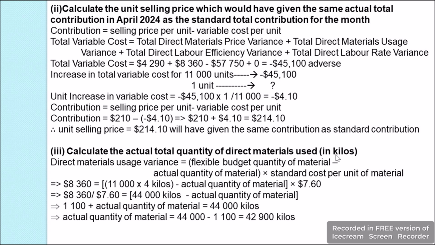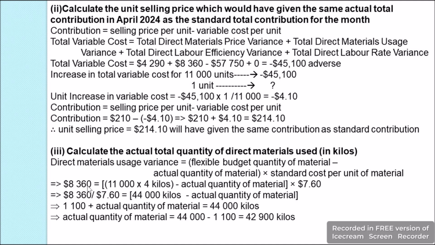In the third bit of the question, we are asked to calculate the actual total quantity of direct material used in kilos. You see, when we talk about the direct material variances, we have two types of variances. One is the material usage variance, other is the material price variance. As we want to find the quantity, we use the direct material usage variance, and for this we have a formula which is equal to flexible budgeted quantity of material minus the actual quantity of material times the standard cost per unit of the material.